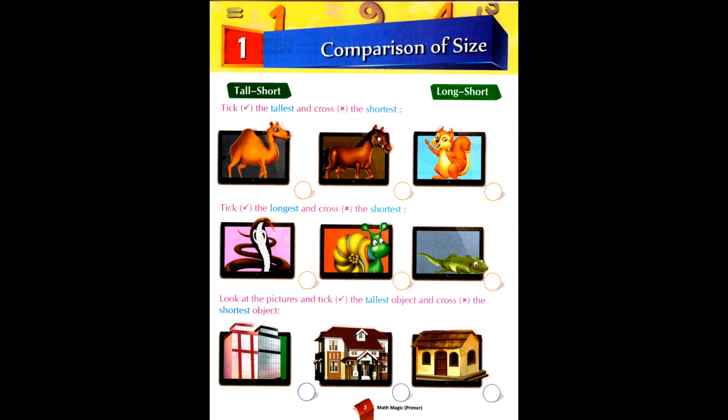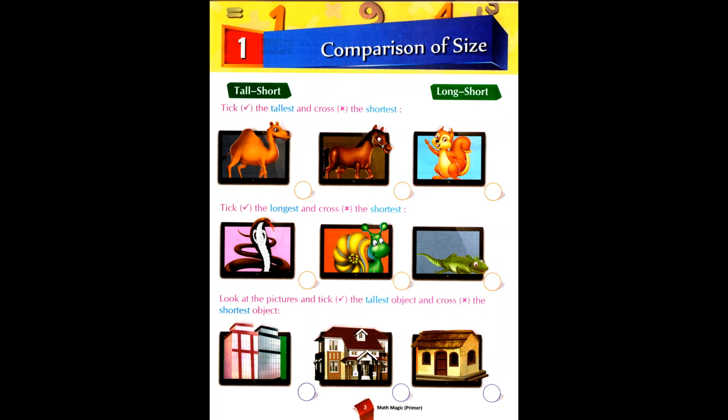These both words are used about something or someone to know the height of it. Now, take the tallest and cross the shortest. Tallest means the big one, the long one. You can say something that is tall, like a chalk and a pencil. If you compare the size of a chalk and a pencil, then the chalk is short and the pencil is long.